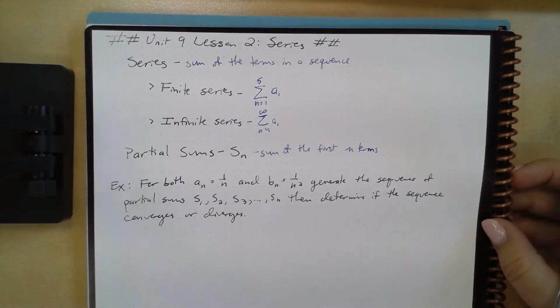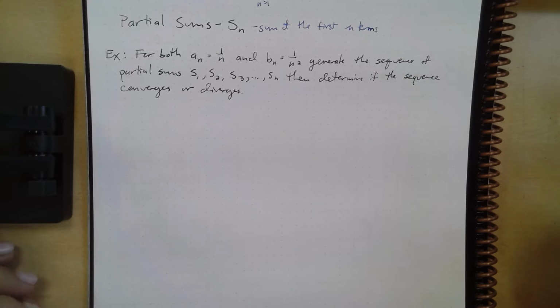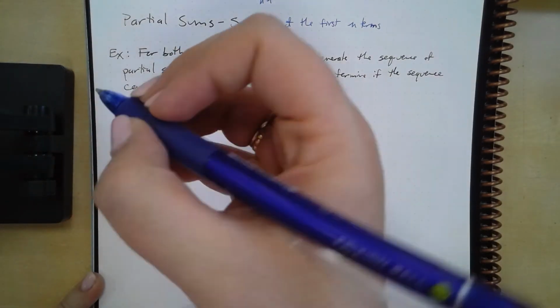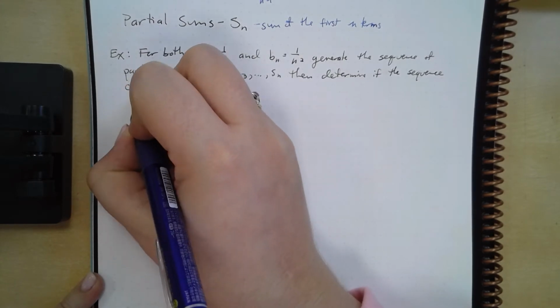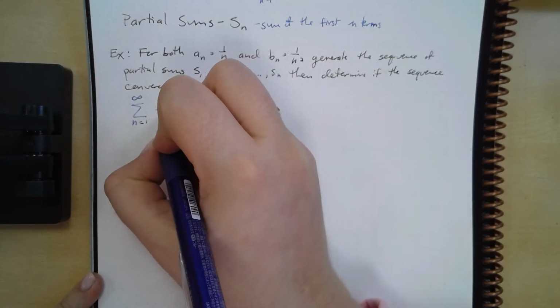So let's actually work with these a little bit here. For both a sub n equals 1 over n and b sub n equals 1 over n squared, generate the sequence of partial sums s sub 1, s sub 2, s sub 3 to s sub n, then determine if the sequence converges or diverges. Okay, let's deal with our a sub n first. So that's going to be the sum from n equals 1 to infinity, and we're asked to start at 1 here, of 1 over n.